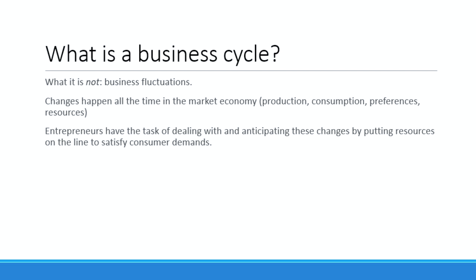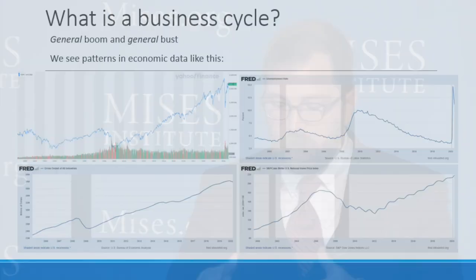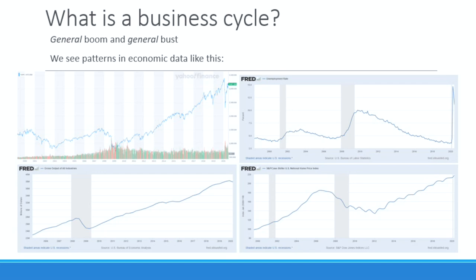This is not a business cycle, because what we see on top of these sorts of changes is that there are general booms and general busts. And I just have a few graphs there. It's not quite as important for you to know what these graphs are of, but just see the shapes of the lines. There's a stock market index in the top left. The unemployment rate is in the top right. Gross output is in the bottom left. And then the Case-Shiller home price index is in the bottom right.